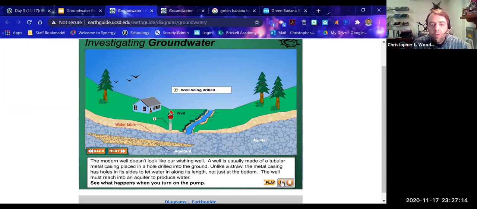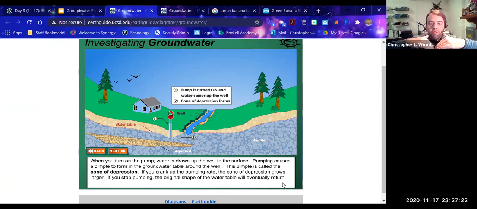So let's drill our well. You can see it goes below the water table, into the zone of saturation. And as it's pumped, it forms this cone of depression. If you pump faster, that cone of depression will become bigger and bigger. And if you stop pumping, of course, it will return back to normal.